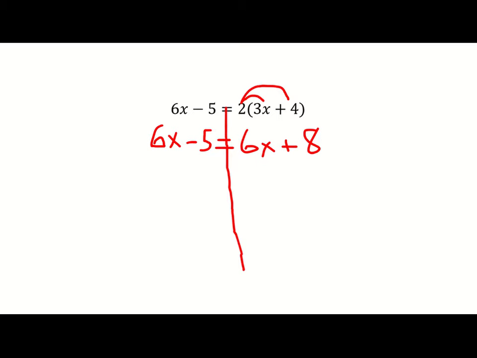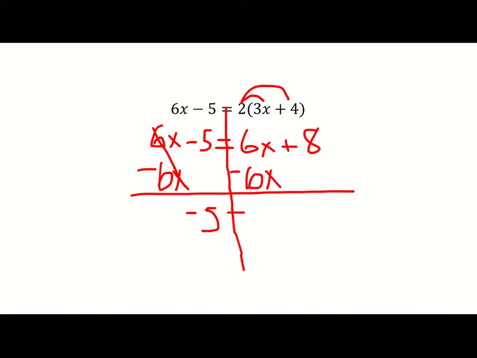Now at this point, I want to get the variables on one side. So I have a 6x and a 6x. Doesn't really matter which one I move. I'm going to need to subtract 6x on both sides though, because they're both positive. So when I subtract 6x, on the left they cancel. I'm left with a -5. And on the right, the 6x's cancel, so I'm left with an 8.